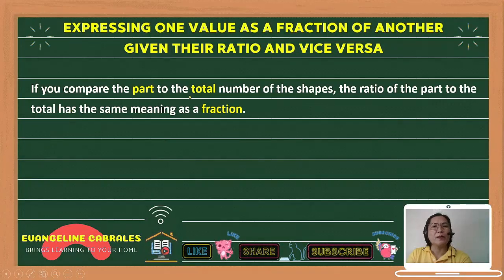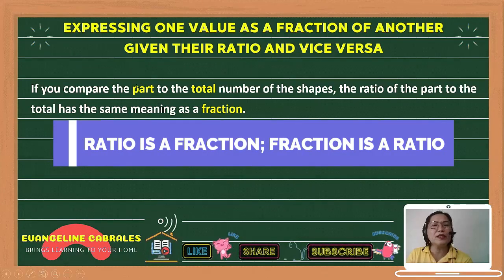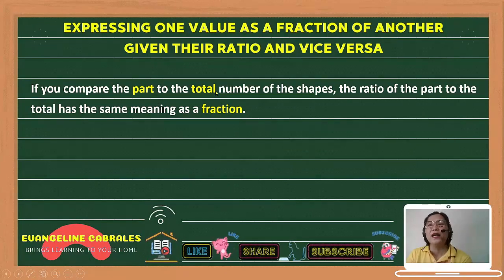If you compare the part of the total number of the shapes, ito yung sinabi ko kanina, na ang ratio daw ay pwedeng ikumpara ang isang bahagi sa kanyang kabuuan. If you compare the part to the total number of the shapes, the ratio of the part to the total has the same meaning as a fraction. So, kapag nagkumpara ka daw ng isang bahagi sa kabuuang bilang, ang ratio daw ng bahagi ng total ay kagaya rin ng parang fraction. Kasi, di ba, yung sa fraction, yun yung bahagi ng isang kabuuan.